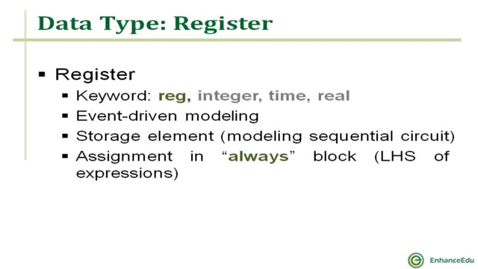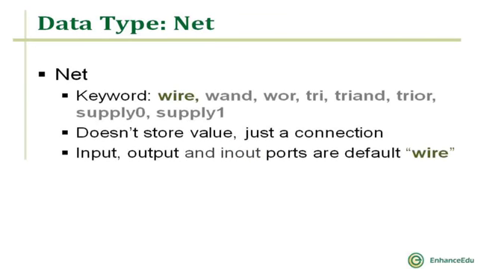However, for modeling a sequential circuit, a different approach of storage element is used. Assignment is always done in an always block. In case of Verilog, the data type net basically stands for variables, but they are equivalent to signals in VHDL. The typical keywords for Verilog are wire, wand, wor, tri, triand, trior, supply0, supply1. The input, output and inout ports are by default called wire.